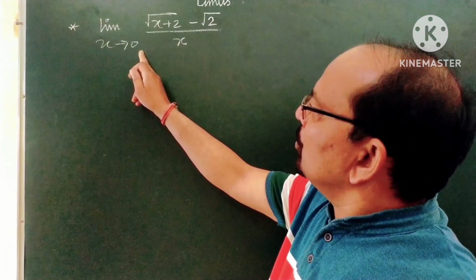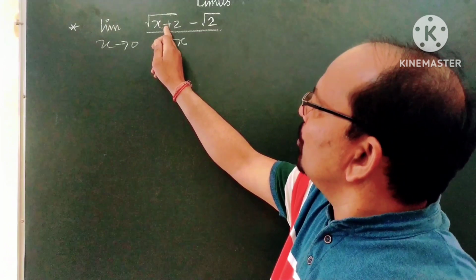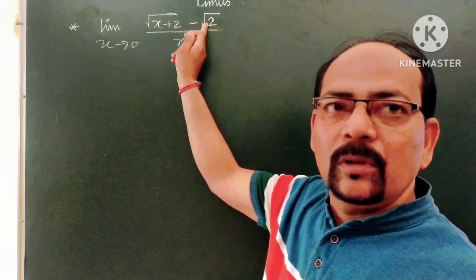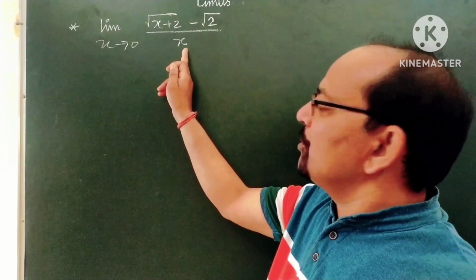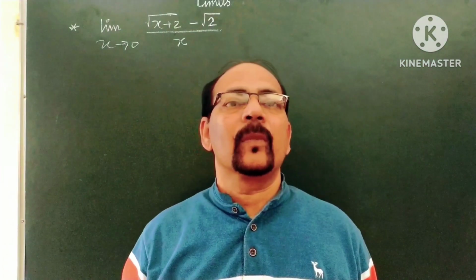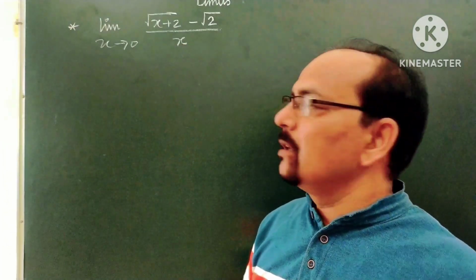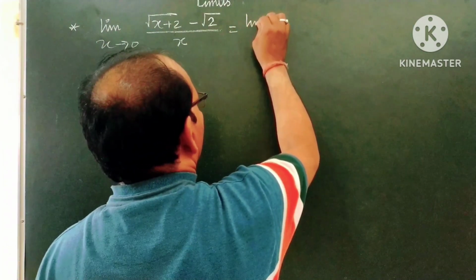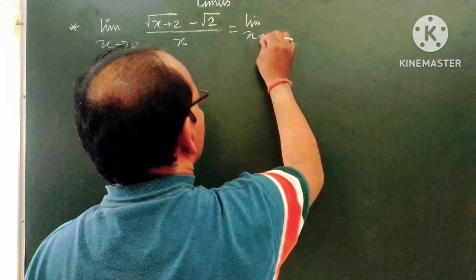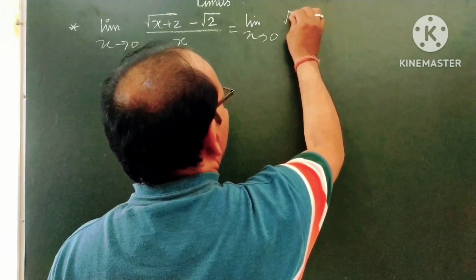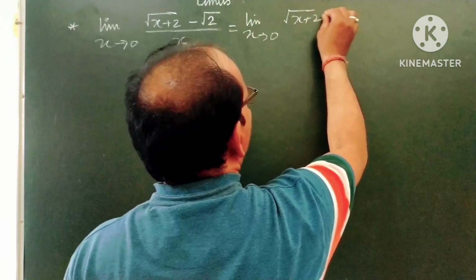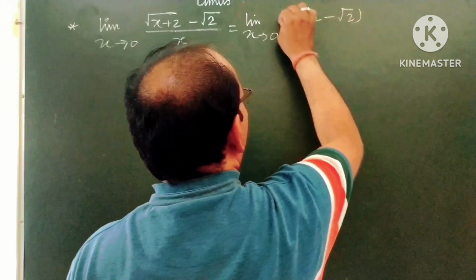If we put x equal to 0 in the numerator, there will be root 2 and minus root 2, which is 0, and the denominator is also 0. Therefore it is in the form of 0 by 0, so we cannot find the limit directly. Therefore, after rationalizing, we can find the limit of these functions. Therefore, limit x tends to 0, it will be root of x plus 2 minus root 2.